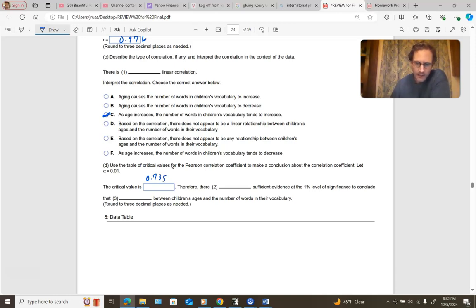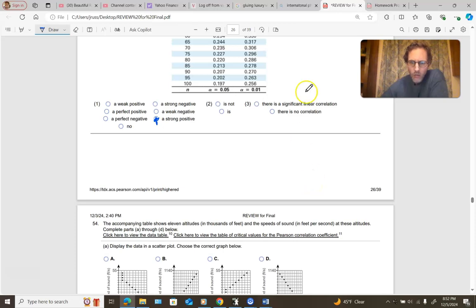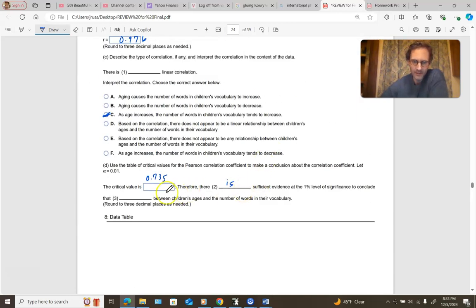Therefore, there is sufficient evidence at the 1% level of significance to conclude that, part 3, let me see what my choices are. Oh, there is a significant linear correlation. Yeah, that's the one we want. Okay. I don't know why it says round to 3 decimal places. It must be for, anyway.